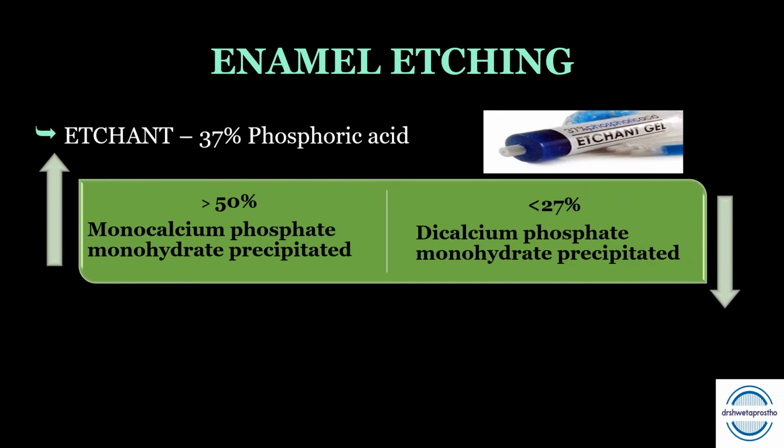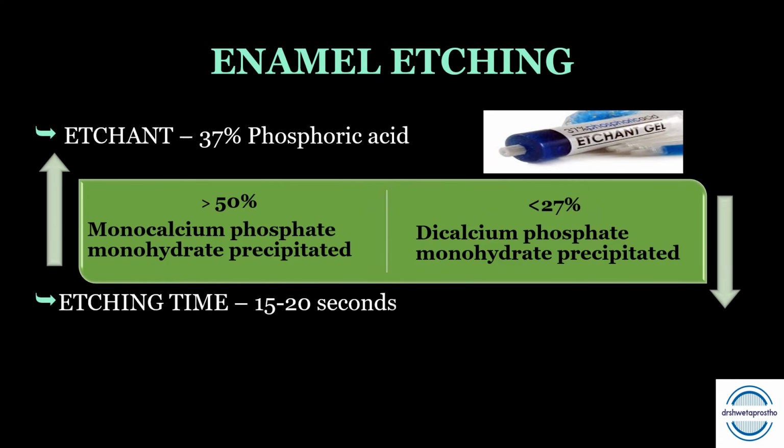Now, if the concentration of phosphoric acid is more than 50%, then what happens? The monocalcium phosphate monohydrate gets precipitated. That can be rinsed off, so it will prevent further dissolution. And if the concentration is less than 27%, then the dicalcium phosphate monohydrate is precipitated, which cannot be removed easily and it interferes with the adhesion. So the concentration of phosphoric acid should remain between 30% to 50%.